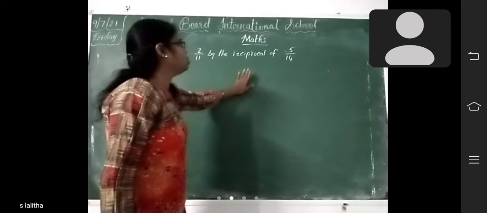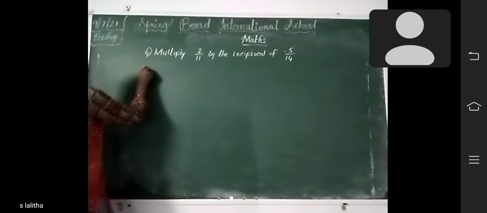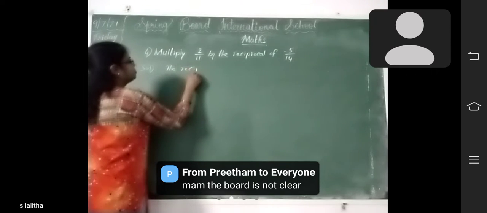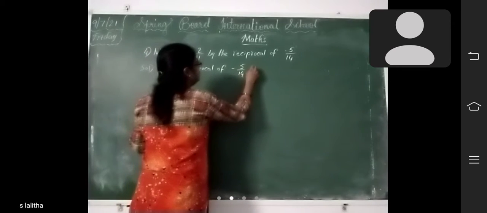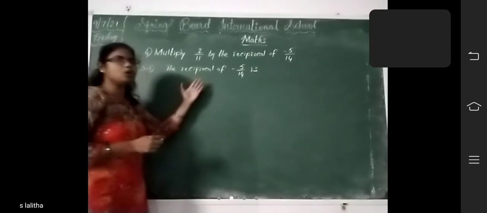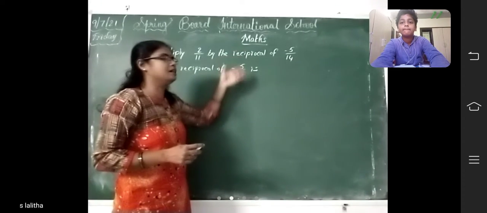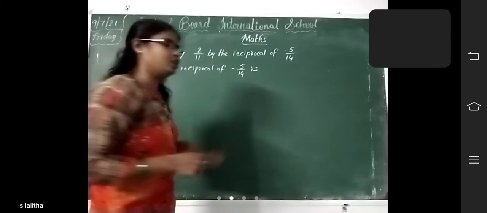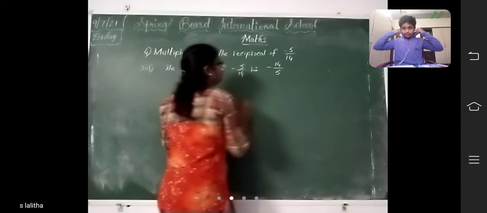First you should find the reciprocal of minus 5 by 14. What is the reciprocal of minus 5 by 14? Reciprocal means you should reverse that number. The denominator will be converted into the numerator and the numerator will be converted into the denominator. That is minus 14 by 5.